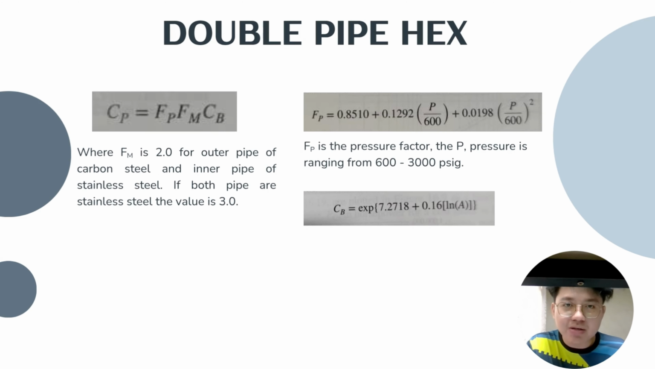FP is the pressure factor. The P given is ranging from 600 to 3000 psig, and the CB is given as well, and A is also the area in feet squared.